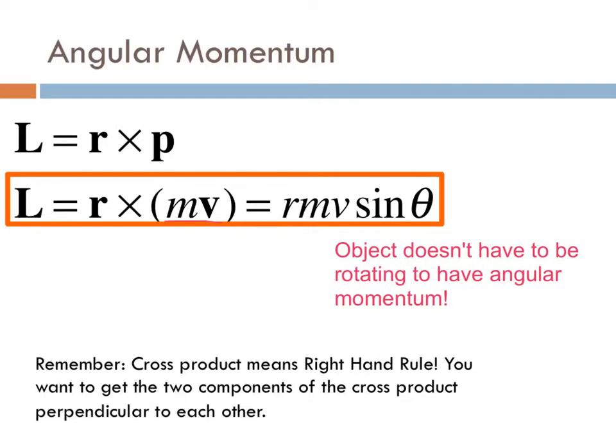Now remember, every time we see a cross product, we want the two components to be perpendicular to each other. So in this case, we use sine theta. We can rewrite angular momentum as r times m times v times sine theta. The important thing to remember is that none of these components are actually rotating pieces. So an object doesn't have to be rotating in order to have angular momentum, and we'll see that in the first example.